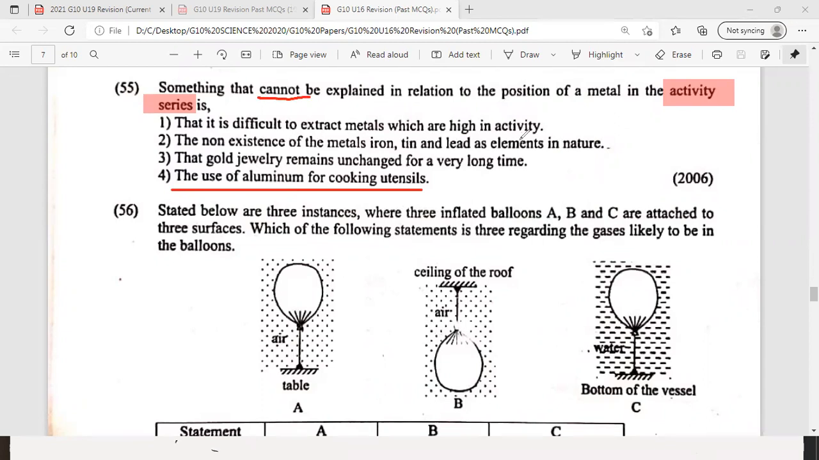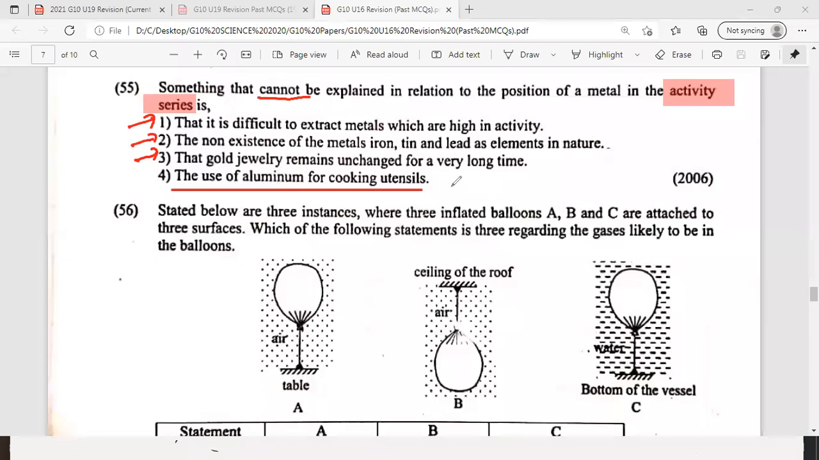Non-existence of metals like iron and tin in nature can be explained with the activity series. It is difficult to extract metals which are higher in the activity series. Gold jewelry remains unchanged for a longer period because gold is least reactive. Least reactive. Here moderately reactive. Here highly reactive. But the use of aluminium for cooking is not only because of the activity series.